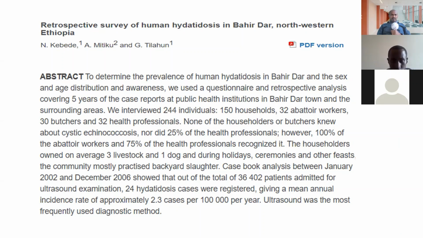I found one study on human hydatidosis which was conducted in Bahir Dar. Almost 36,000 patients were admitted to the hospital and examined by ultrasound, and almost 24 hydatidosis cases were registered. So we also have hydatidosis in humans as well.